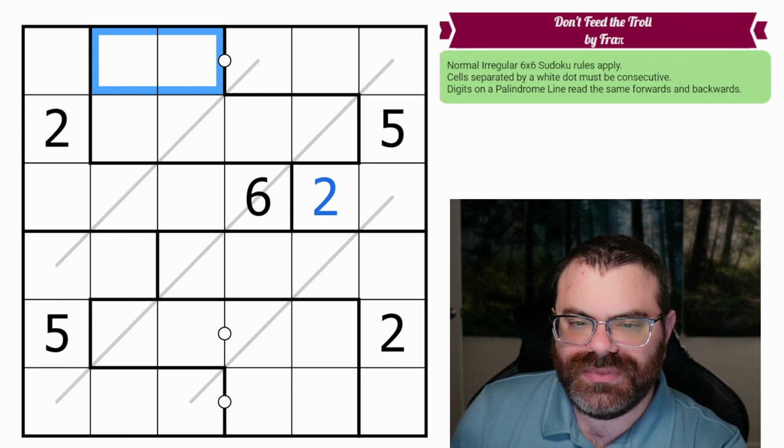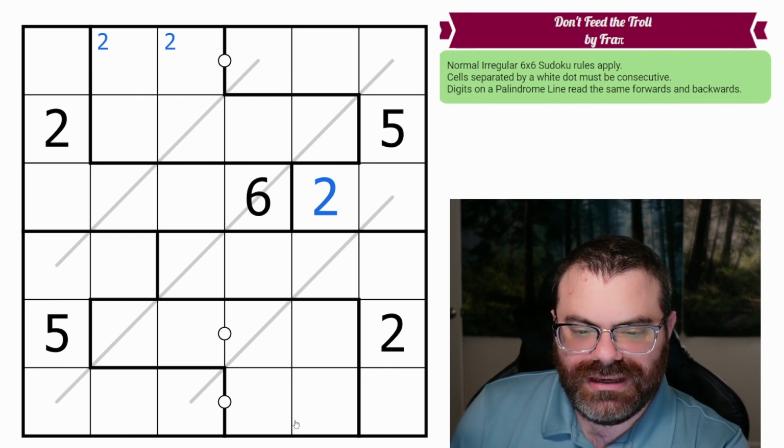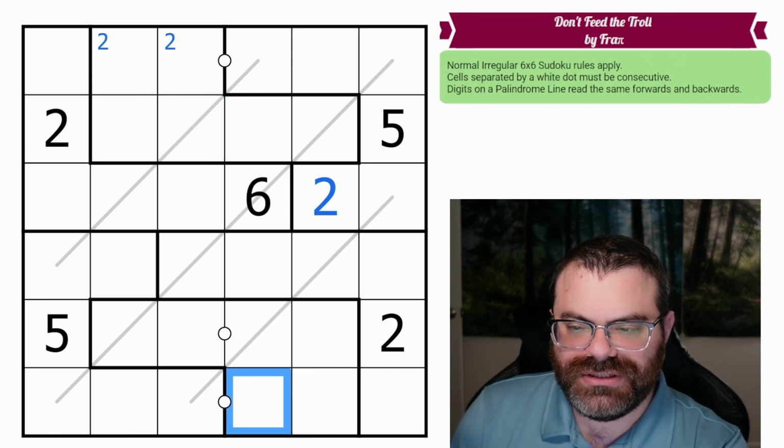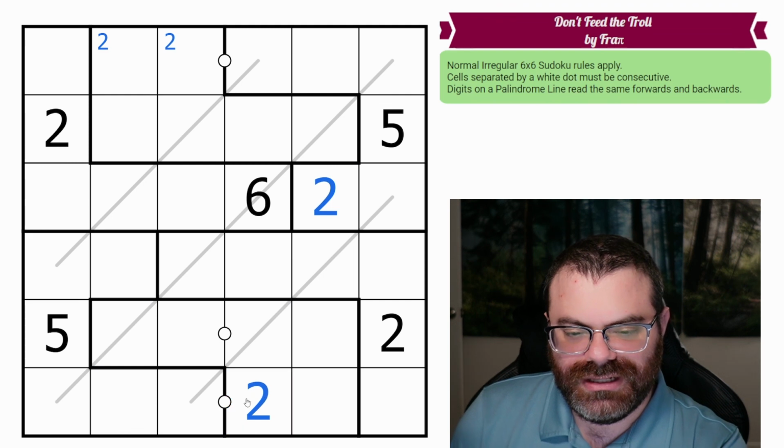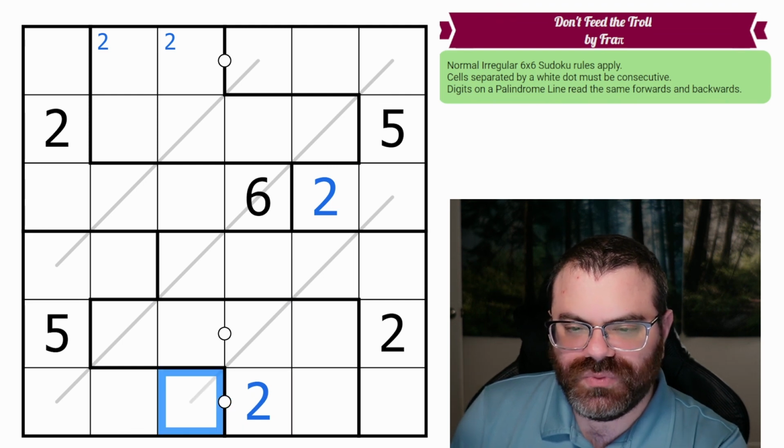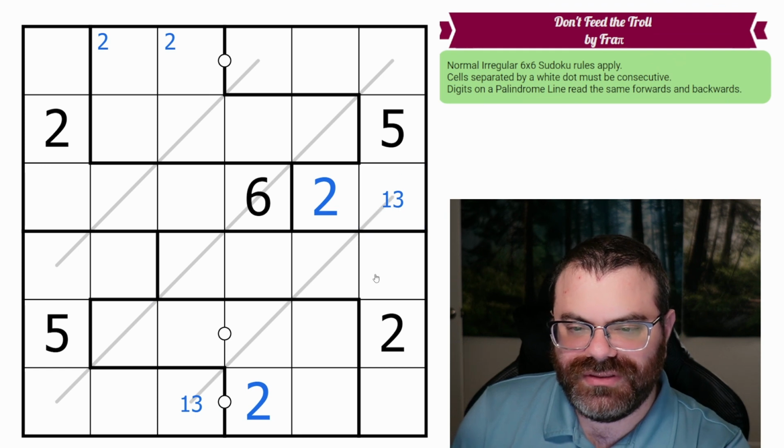We also know there's a 2 up here. I'm going to corner mark that. And then we know there's a 2 down here. Actually, there's a 2 exactly here because this region, this 2 looks in, this 2 looks down. This region needs a 2, so that goes there. We know this is 1 or 3 because it's next to a 2, and then that's on a palindrome, so that puts the 1, 3 there as well.